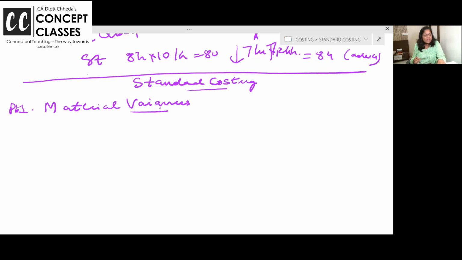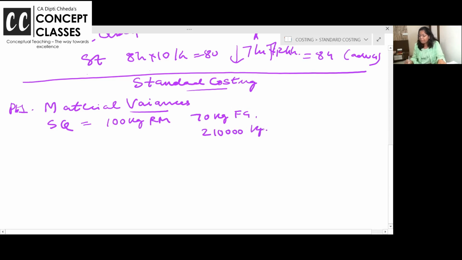How much standard have they given you? 70 kg finished goods for 100 kg. So what is your standard quantity? 100 kg raw material for 70 kg finished goods. So your actual output is given, 210,000 kg. Pick up the figures correctly. 100 kg of raw material is required for 70 kg of finished goods; the rest is wastage. Your actual output is 210.